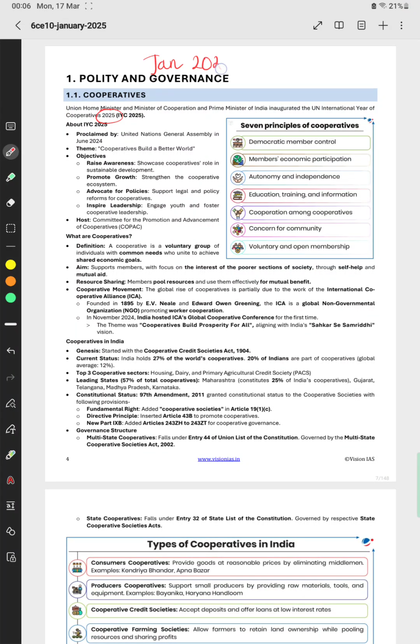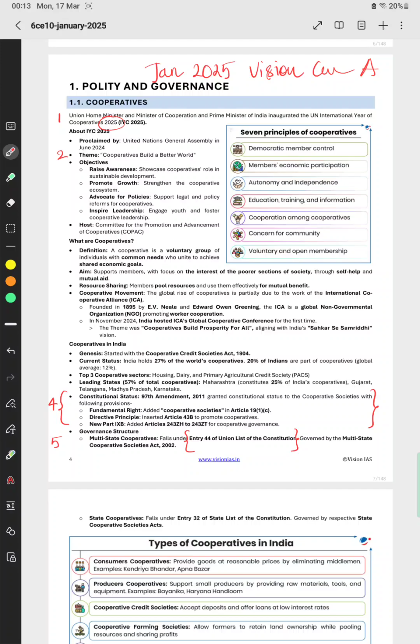January 2025 Vision. Current Affairs. First topic related to cooperatives.